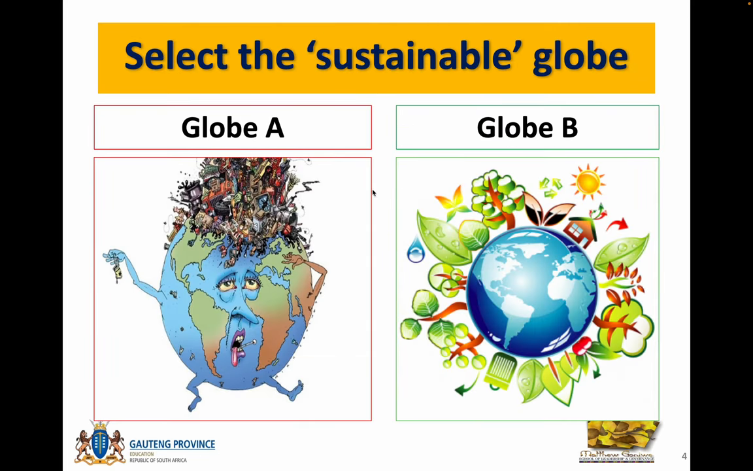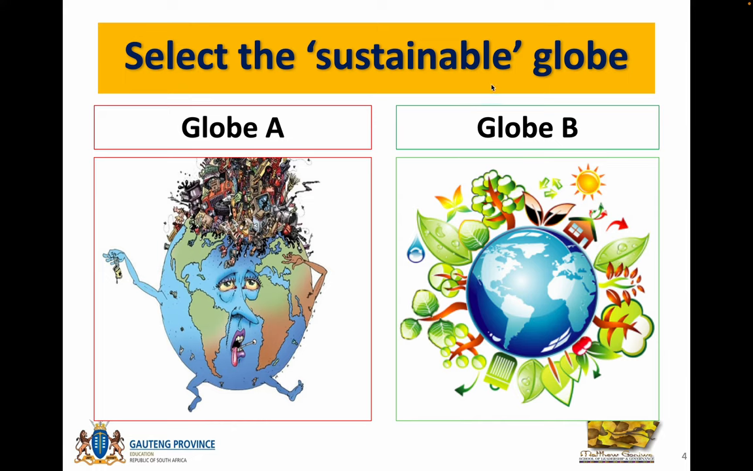Next slide, sustainable globe. What they are trying to indicate to us is the sustainable globe, which is this globe you see, globe A. It looks tired, it's quite dirty. So this one, globe B, has leaves, it is clean, green on it. So meaning that it's being looked after. So which one is sustainable?